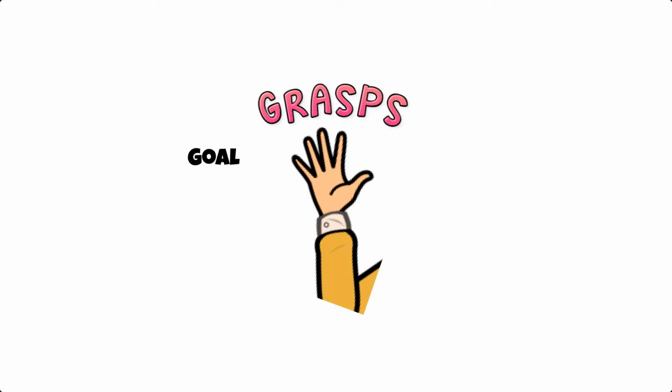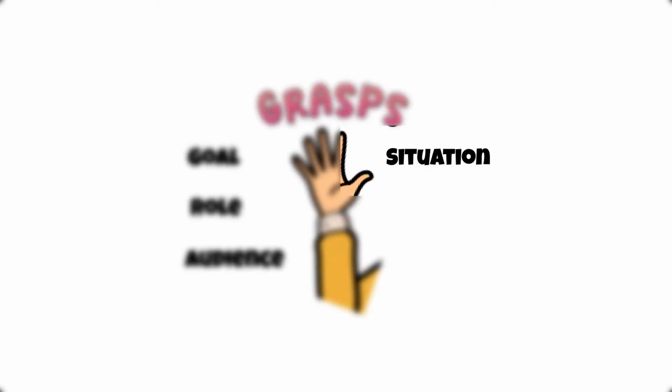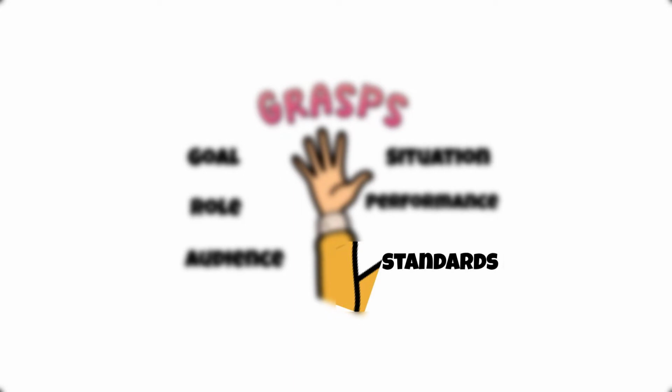So G is for a real-world goal. R is for the student role in the project. A is for the audience. S is for the situation, which has a real-world application. P is the product that the student generates or their performance in the task. And the second S is for standards. These are the standards that will be used to judge the success of the student's work.